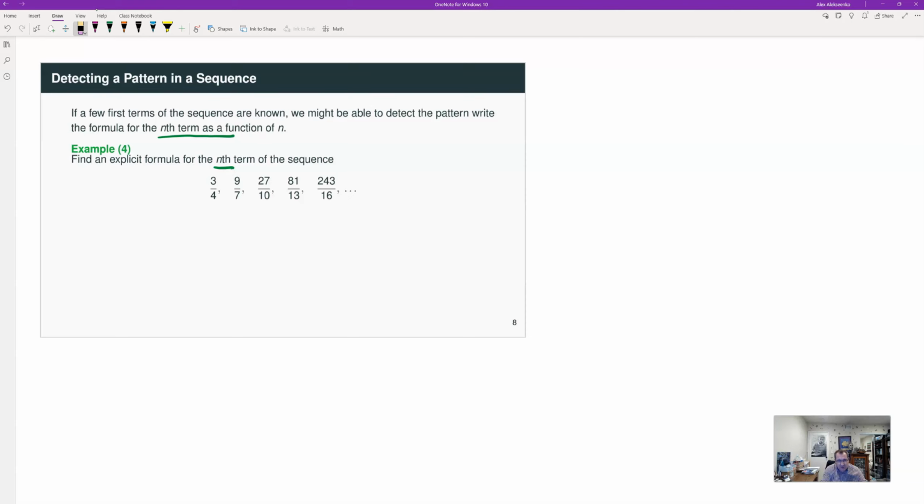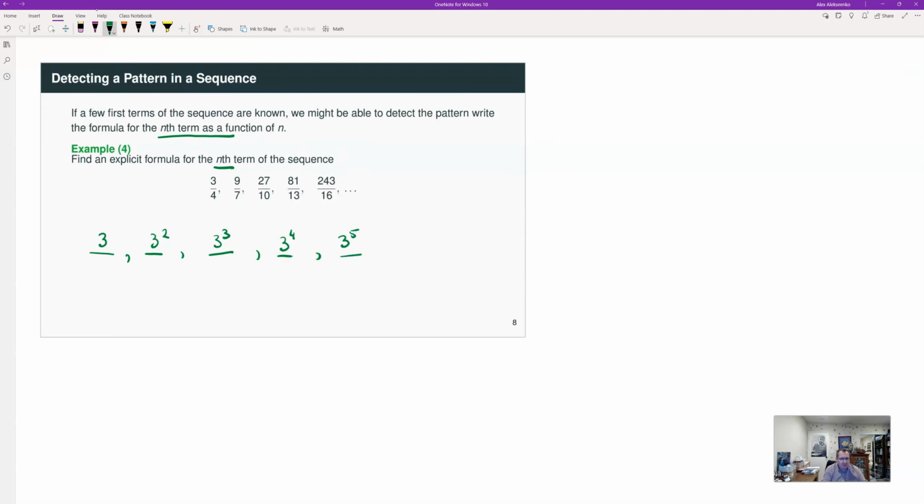The first thing that comes to our mind is the numerator. In the first I have 3, and that's the first number. Now the second number has 9, which is 3 squared. The third number is 27, which is 3 cubed. The fourth number is 81, that is apparently 3 to the fourth. And we can verify that the next one is actually 3 to the 5. Very good. We discovered a pattern.